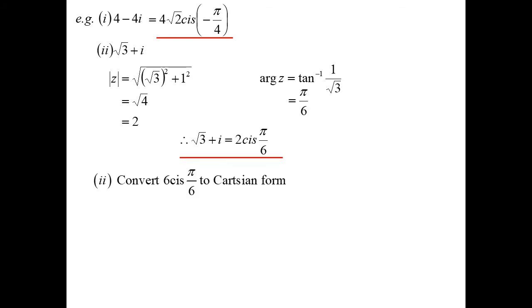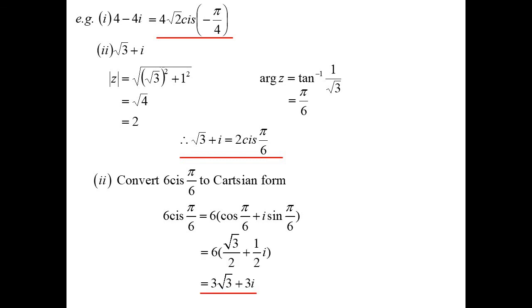Now, if we want to go back the other way round, that's where we need to remember what cis actually means, because we'll write it that way, and then we can work it out. What is the cosine of pi on 6? What is the sine of pi on 6? And expanding out, there it is, root 3 plus i.